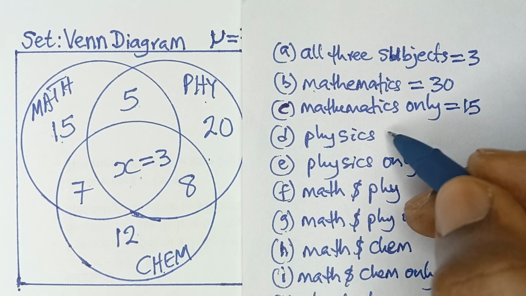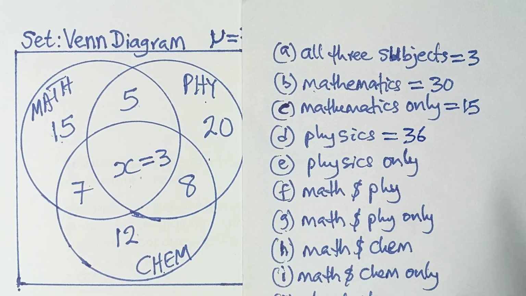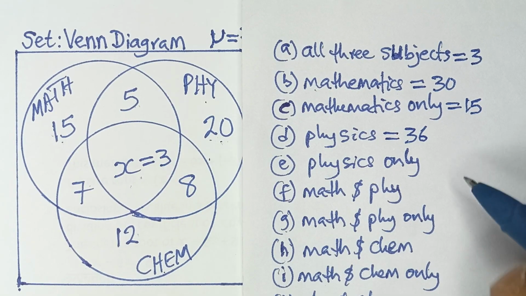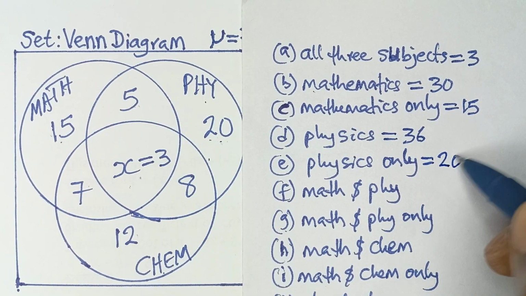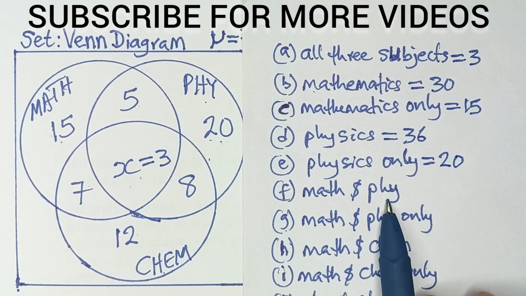So the number of students that offered physics is 36. And then those that offered physics only, as usual, it will be the number that stands alone in the physics circle, and that is 20. So those that offered physics only is equal to 20.